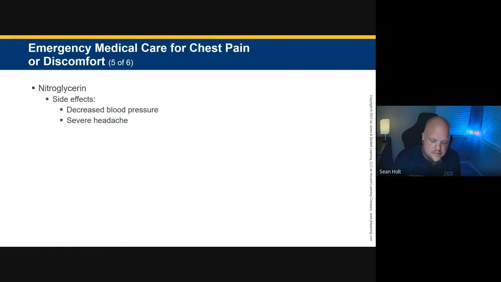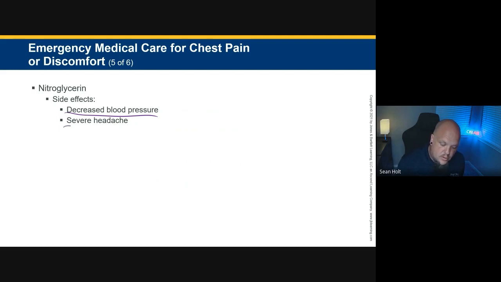Some of the side effects, it's going to decrease your blood pressure. Okay. You reduce the amount of blood coming back to the heart, you're going to reduce the blood pressure, period. Now, is it necessarily a bad thing? No, but if it drops it too low, it definitely could be, right?